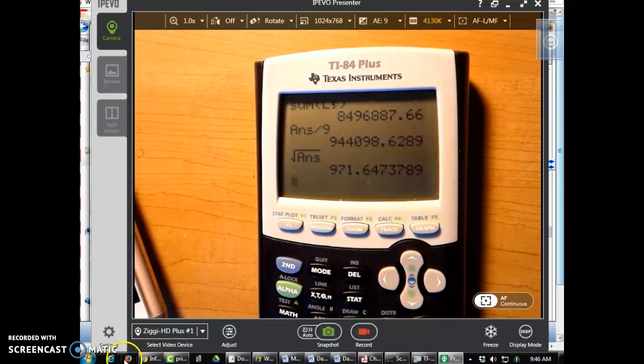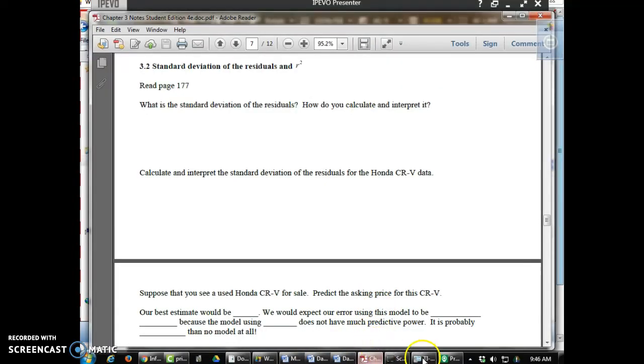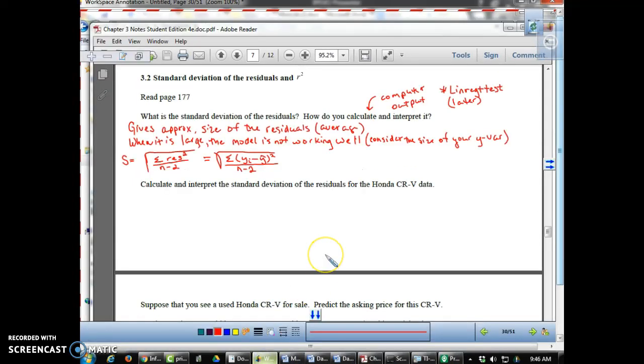Now, usually you will be given that on a regression output, okay? So let's go back to here and fill in the rest of this. Calculate and interpret the standard deviation of the residuals for the Honda CR-V data. So we determined that S is equal to 971.65.